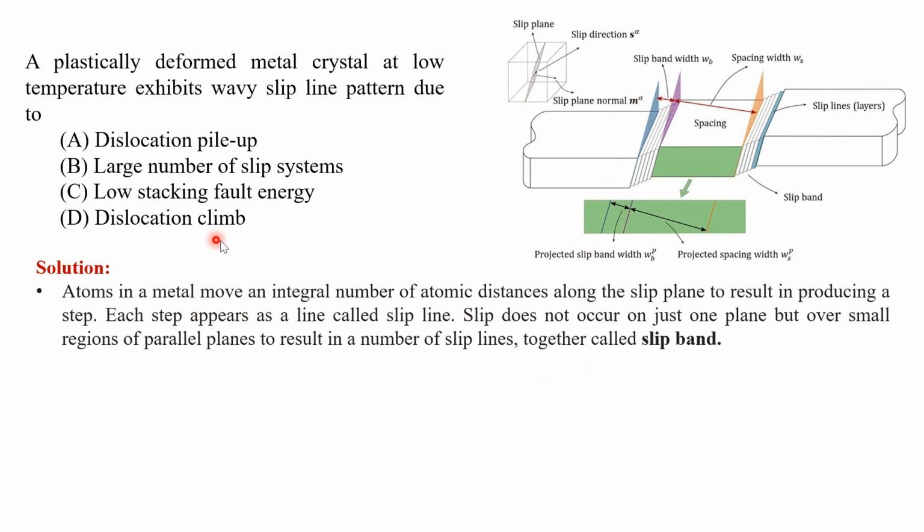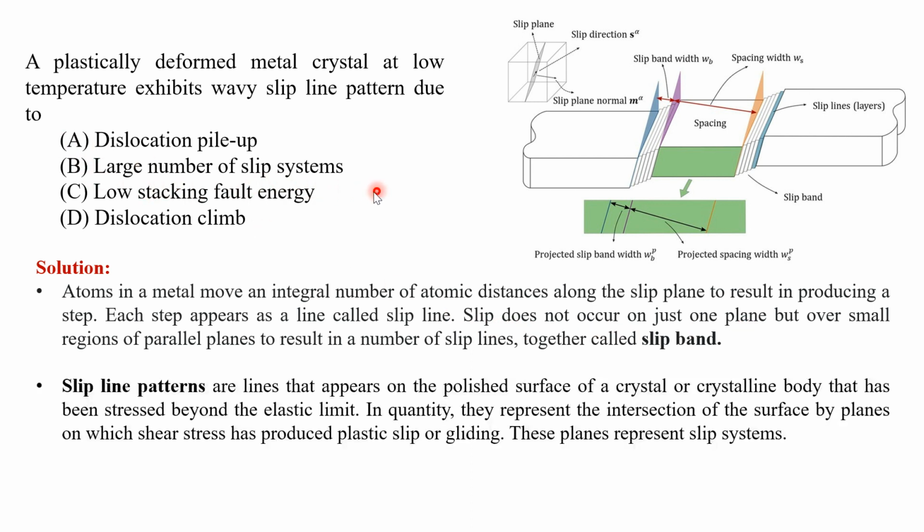So here itself there is a thing. See, it doesn't happen on one plane, right? So we all know that one plane plus one direction gives us the slip system. So this itself is a hint that it is due to the large number of slip systems in the material. So slip line patterns are lines that appear on the surface.